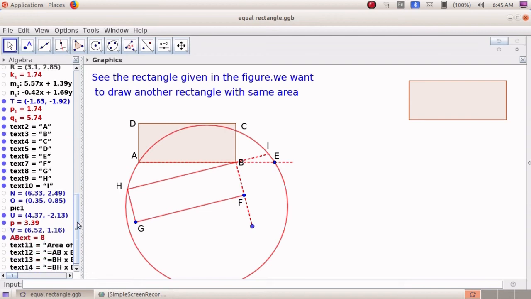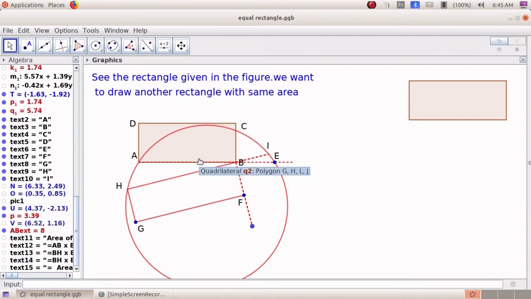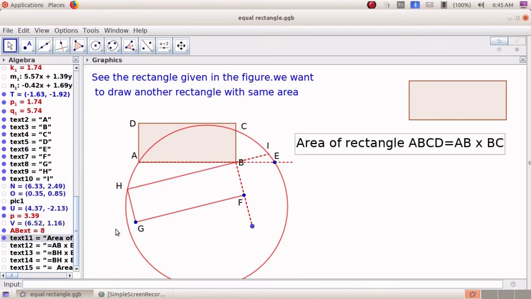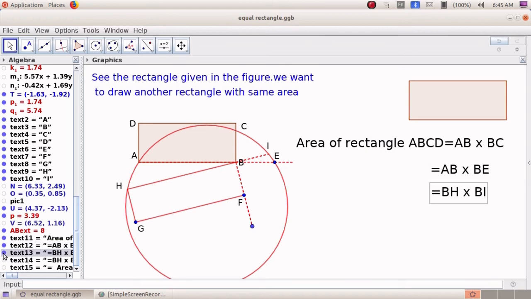And so, why are their areas equal? Let us explain it like that. The area of the initial rectangle ABCD is equal to AB into BC. AB into BC is the same as AB into BE, because BE is drawn equal to BC. Now AB into BE is BH into BI. Let us write that one. Now BH into BI is BH into BF, because BF is drawn equal to BI. Therefore it is BH into BF.